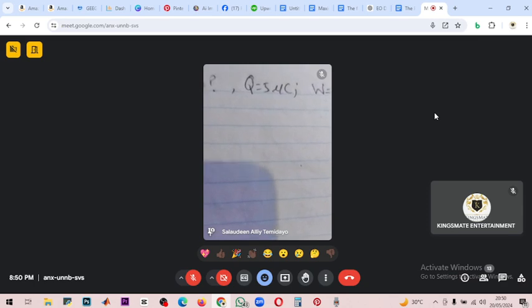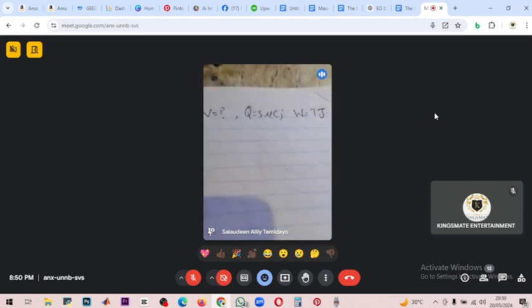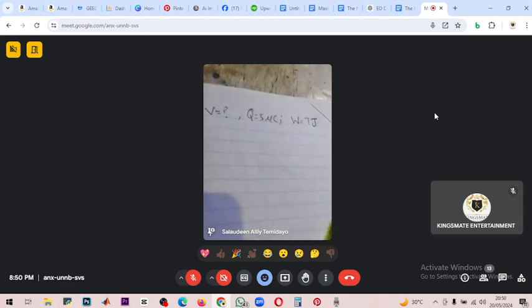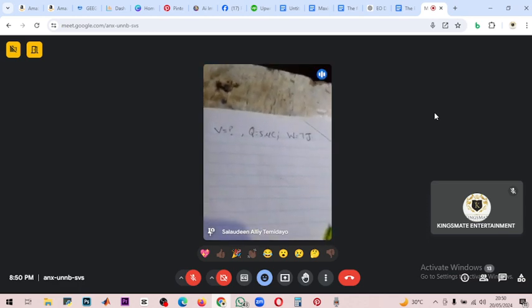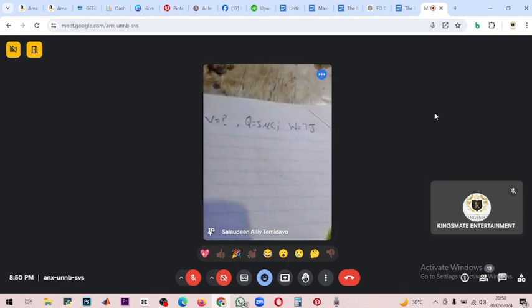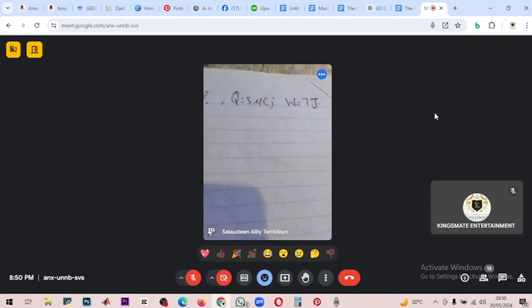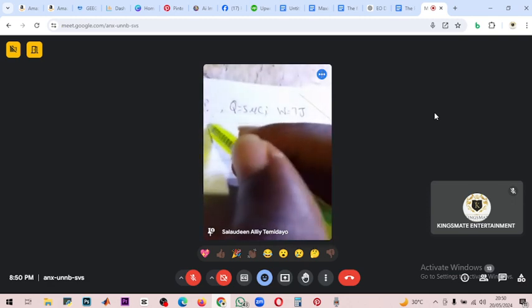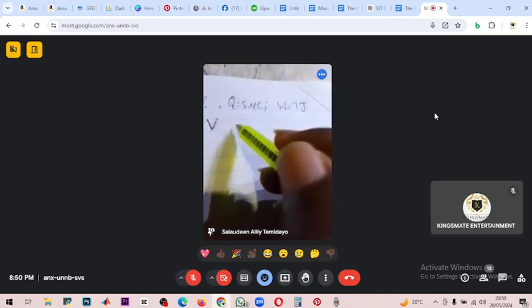Correct, joule per coulomb. But there is a better name we use: the volt. I think it was named after Alessandro Volta. So the unit of electric potential is the volt.